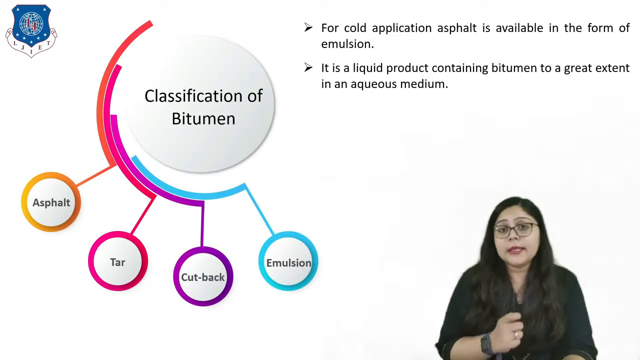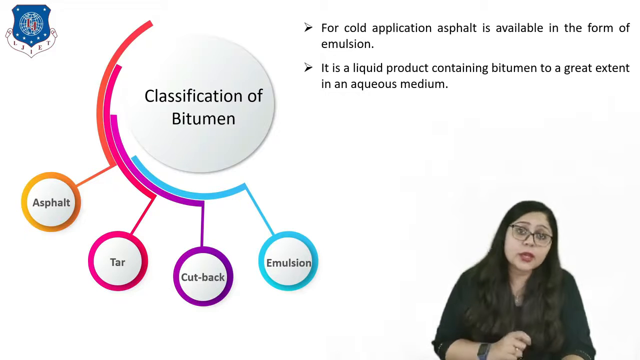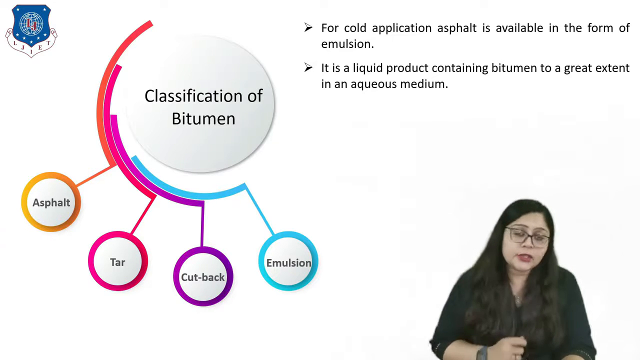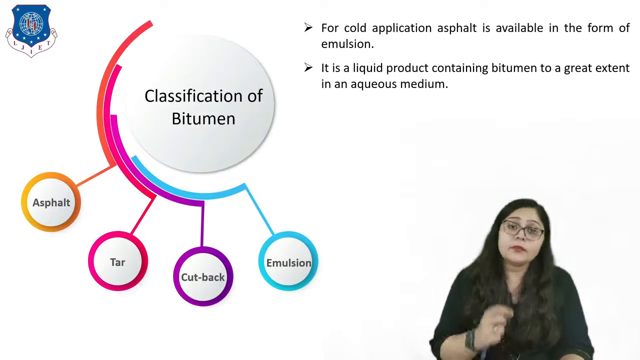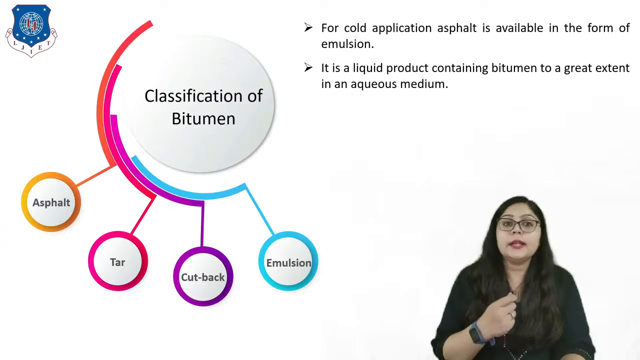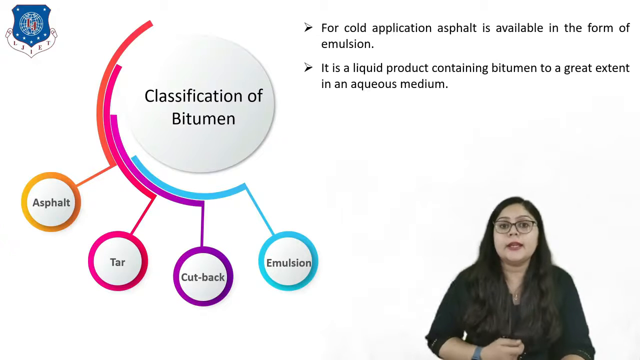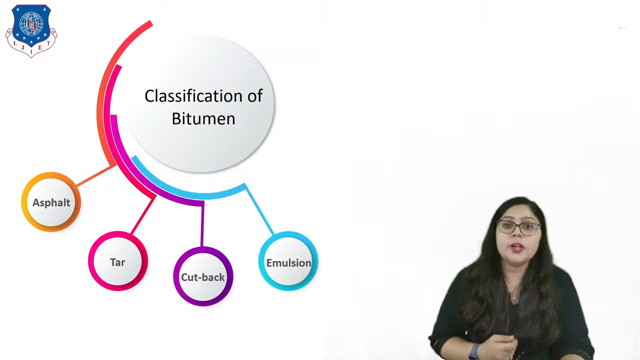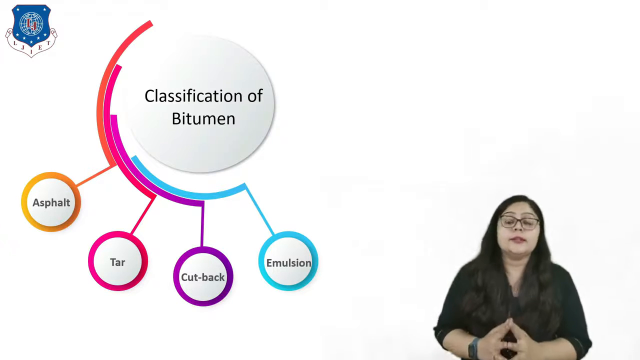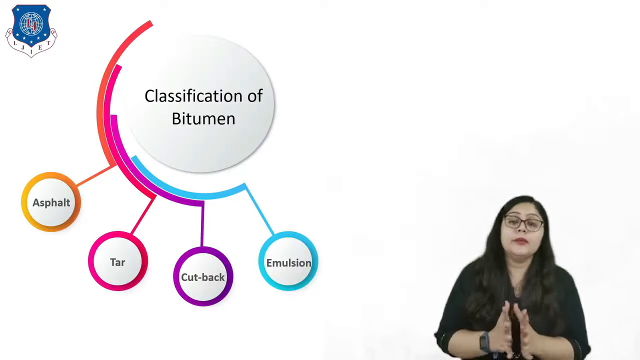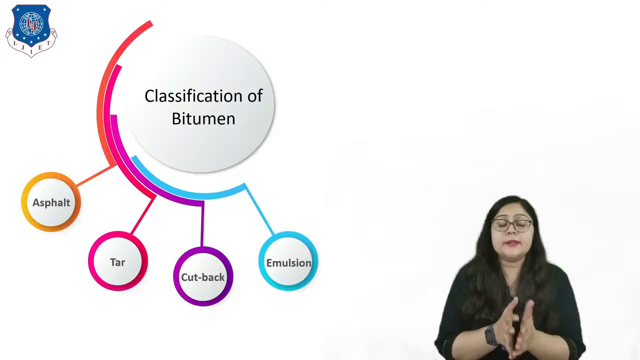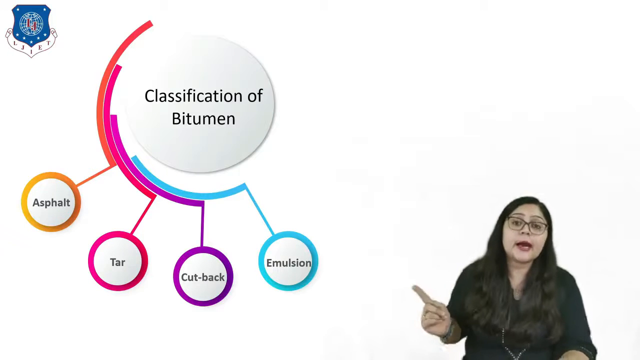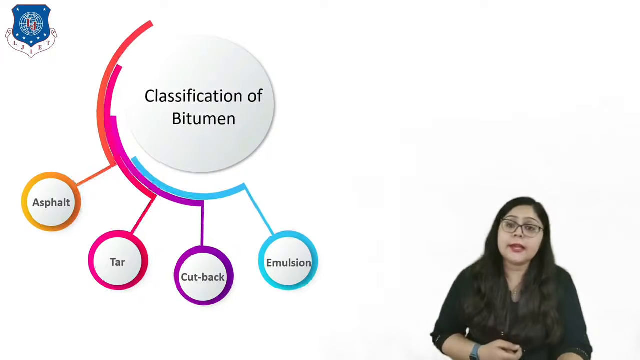Now let us understand the last type, which is emulsion. Again, for cold applications, asphalt is available in the form of emulsion. It is a liquid product containing bitumen to a great extent in an aqueous medium, right? So that's all for the emulsion. So we have understood the classification of bitumen, where these are products at different stages having different properties, which are asphalt, tar, cutback and emulsion, right?